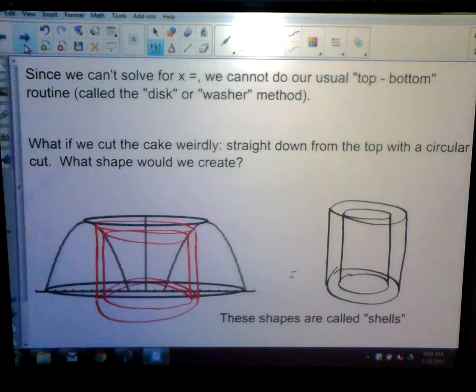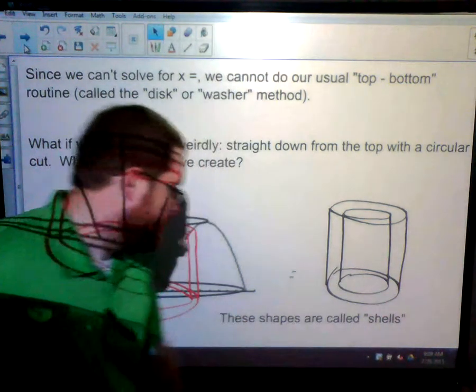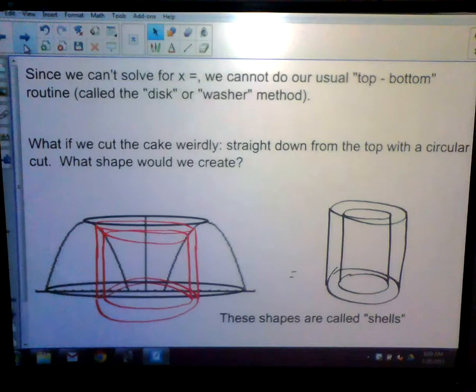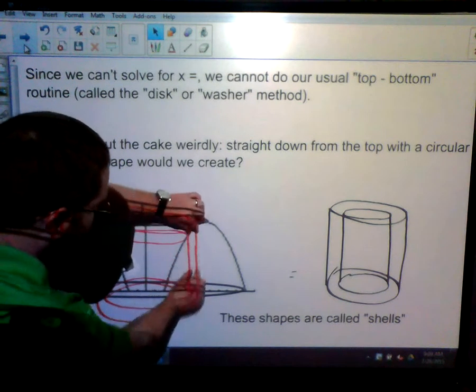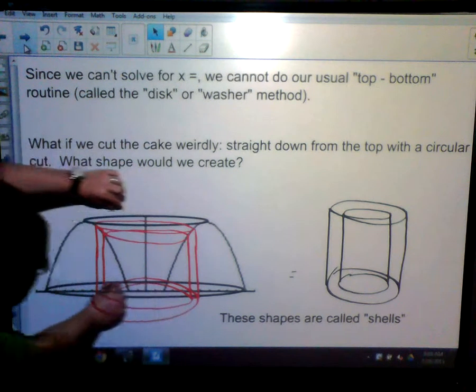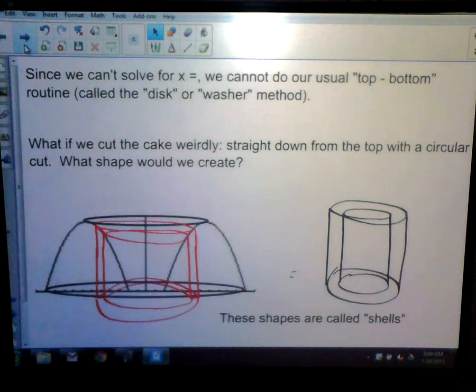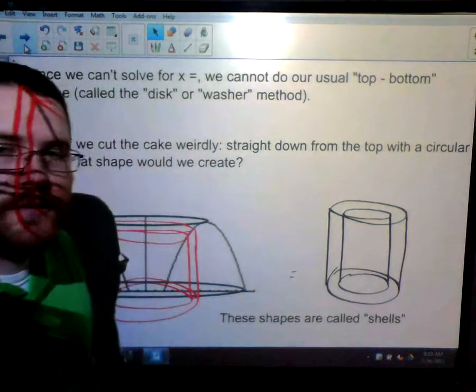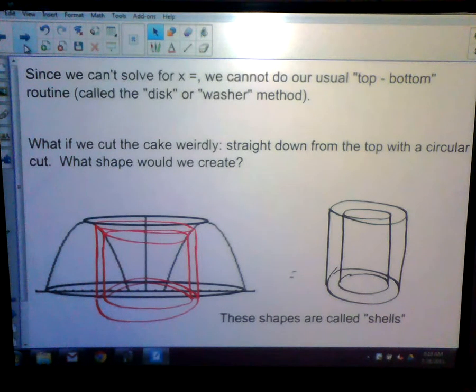Since we can't solve this for x equals, we cannot do our usual top minus bottom routine. It's called the disc or washer method. But what if we cut the cake weirdly? What if I cut it vertically? So I'm cutting it this way. What am I making now? I'm making a vertical rectangle that rotates all the way around. What shape would that make? Well, it would make something like this, like a hollow cylinder. Those shapes are called shells.